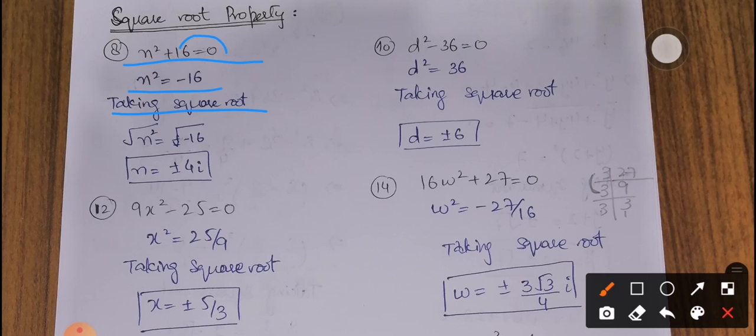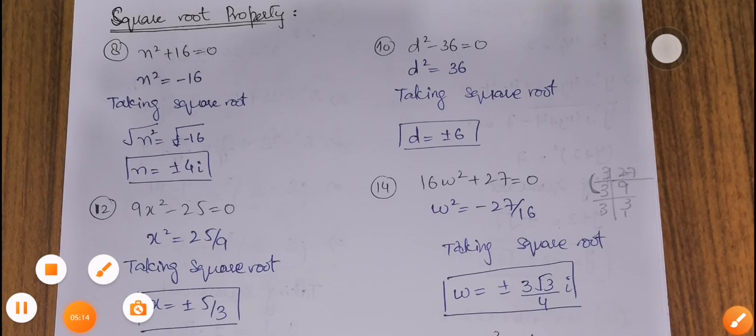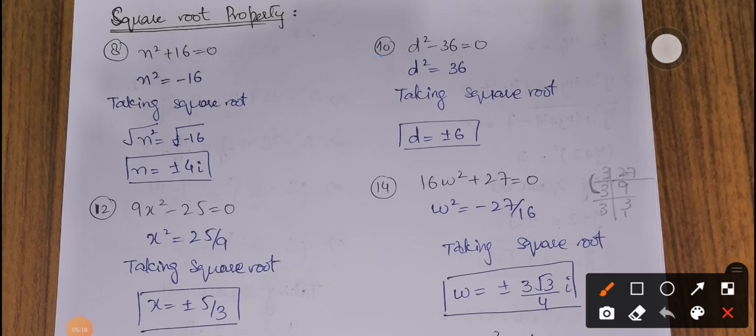Now we will take square root on both sides, so the square root of n square is going to be n, and the square root of minus 16 is going to be plus minus 4 iota, because we cannot have a negative number in the square root; if we have a negative in the square root it corresponds to an iota term. So the next question is question number 10. d square minus 36 is equal to 0, that is d square is equal to 36. Again taking square root on both sides, d will be equal to plus minus 6.